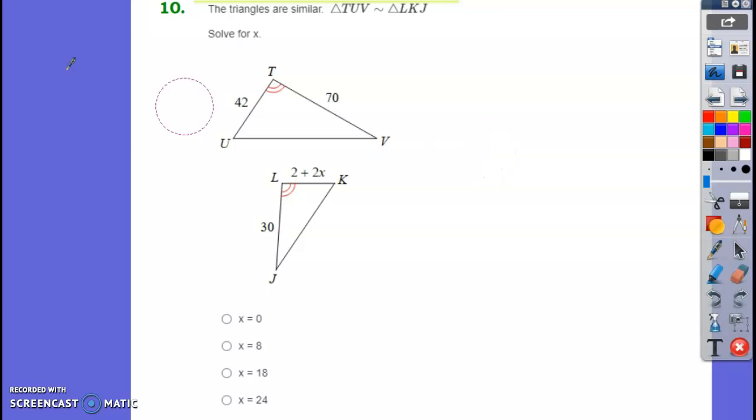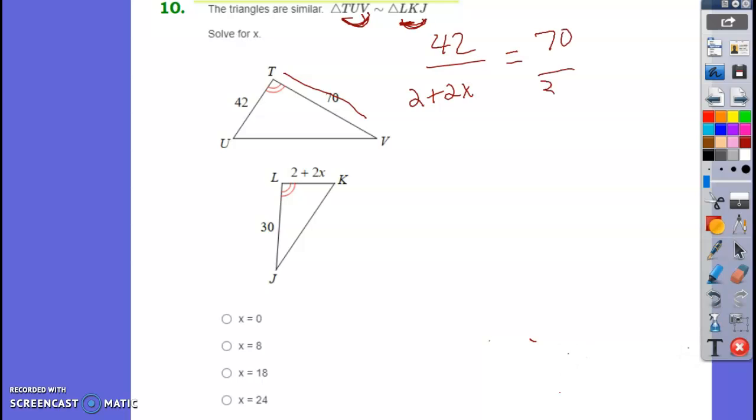And number 10. They've named the first triangle TUV. So TU corresponds to LK in the second name. So TU is to LK as TV, right here, is to LJ, 30. So that's 70 is to 30.